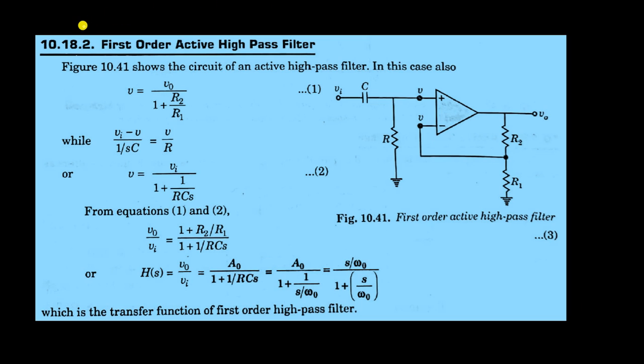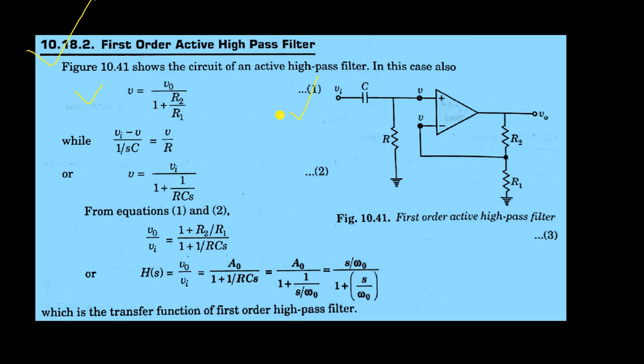First order active high pass filter, figure 10.41. This is the figure. In first order active low pass filter, here is the resistance. In first order active high pass filter, here is a capacitor and here is a resistance. Okay, this is the big difference.